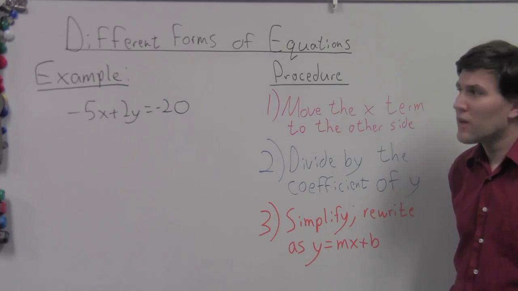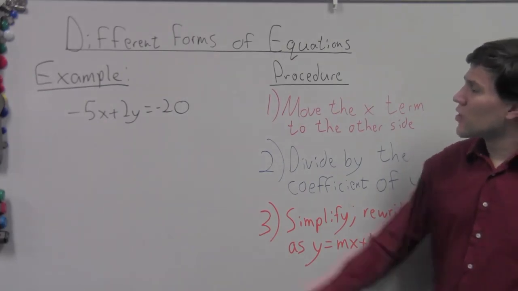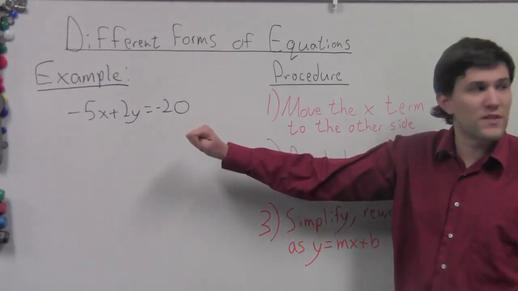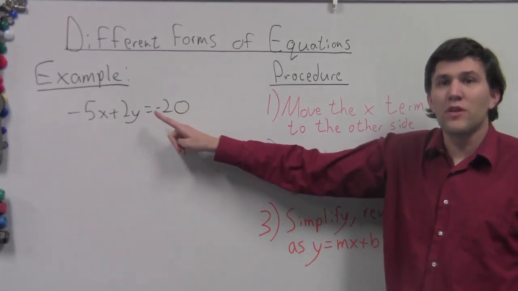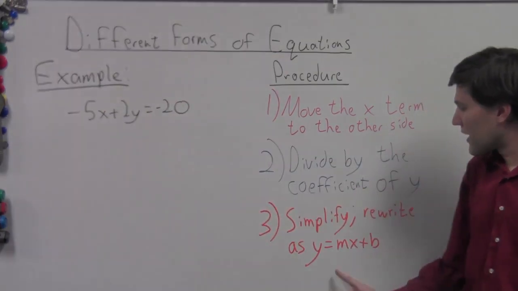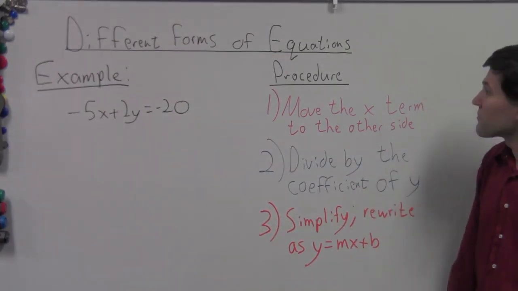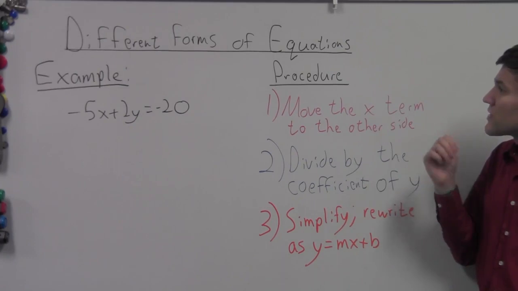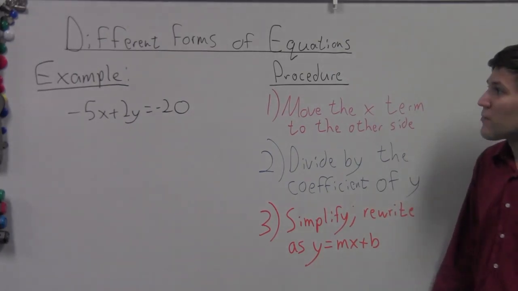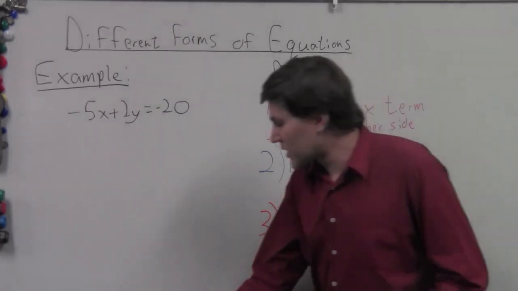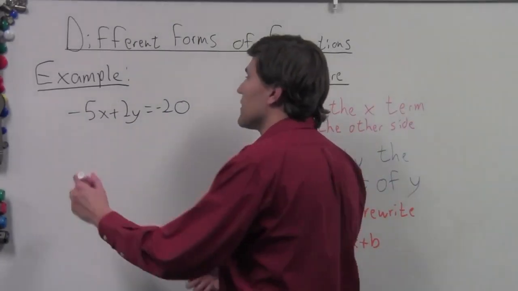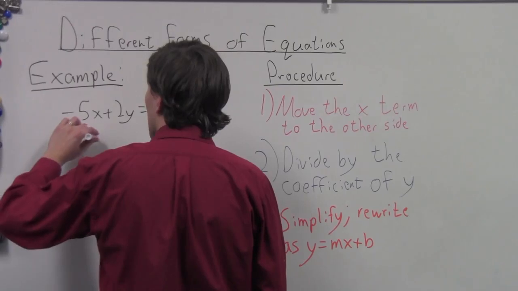slope-intercept form. In future math classes, we're going to work directly with these equations, but for this class, all we need to do is be able to write this in y equals mx plus b form. So we're going to follow a set procedure here. Our first step is to move the x term to the other side. Remember that we can only move something to the other side if we use inverse operations.